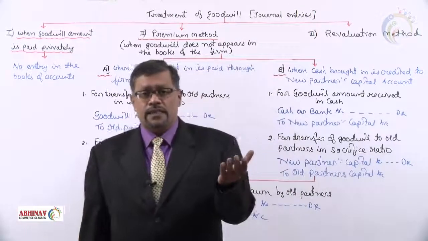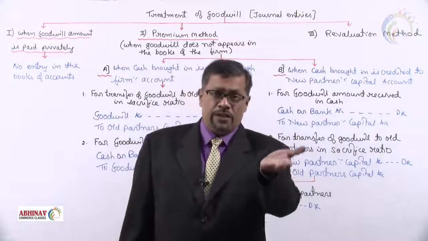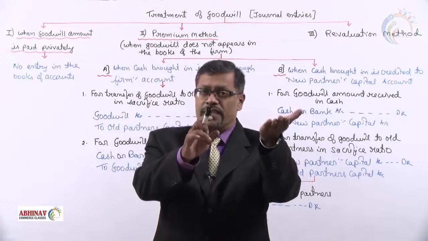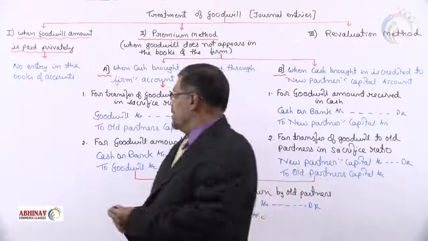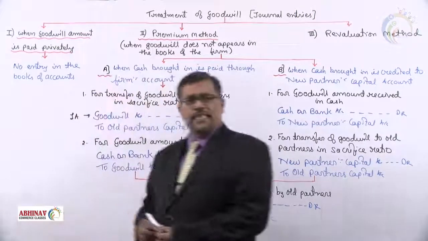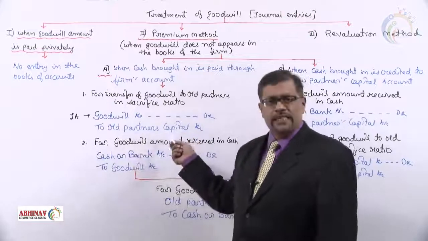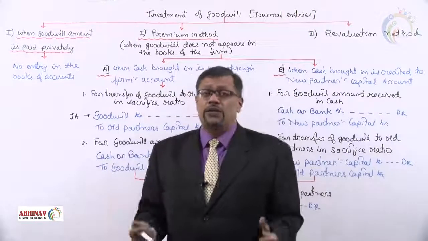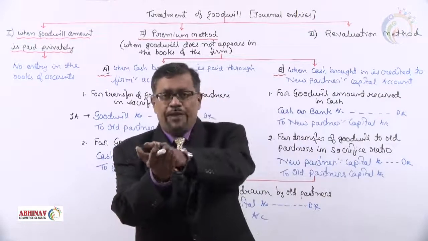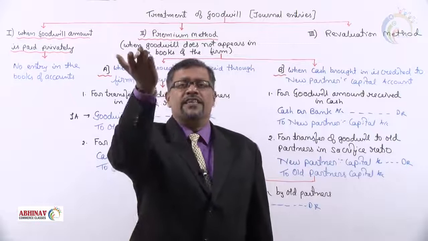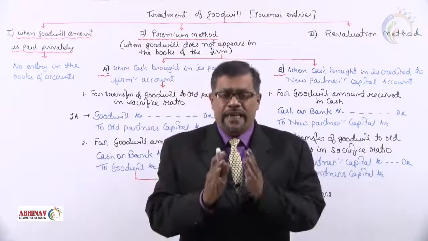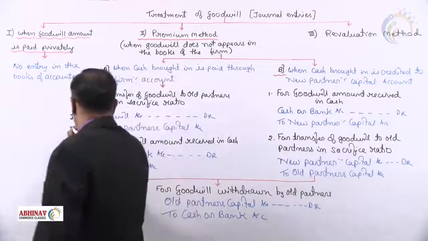Goodwill is an asset. When you value the goodwill, obviously the value of goodwill will increase. Increase in goodwill is increase in asset. Increase in assets, we debit. Here goodwill account is debited because that is increase in assets. Second, old partners' account. Capital is a liability of the firm. When you transfer goodwill to capital, the capital balance will increase. Increase in capital is increase in liability. Increase in liability, we credit.